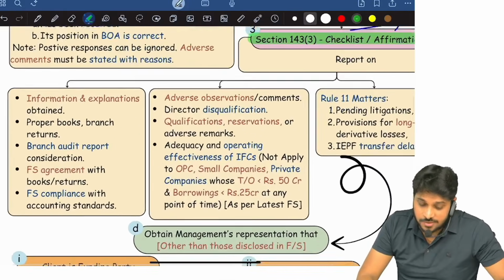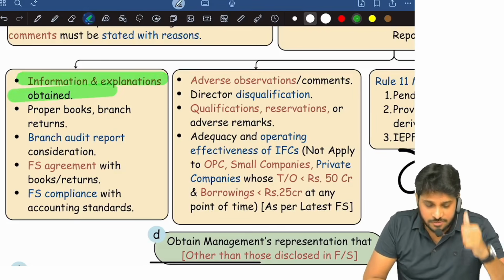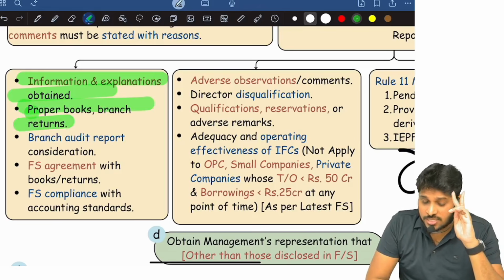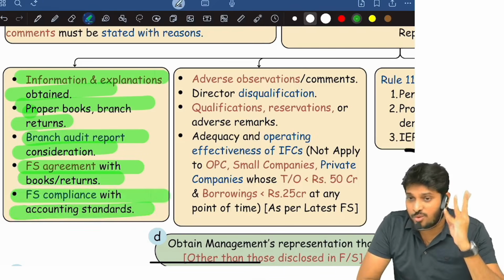143(3): the auditor has to give certain affirmations. Whether you obtained information and explanations sufficient for the purpose of the audit. First question: whether proper books of accounts are maintained by the company. Whether branch returns are received by you. Whether the branch audit report is considered or not. Whether financials are matching with books of accounts or not. Whether financials are complying with accounting standards or not.